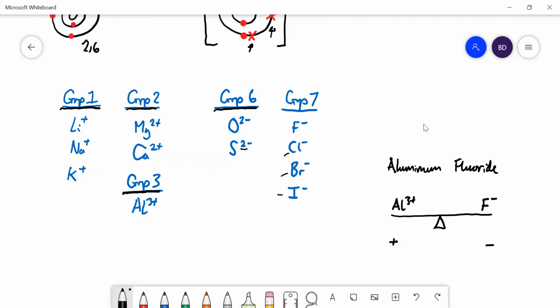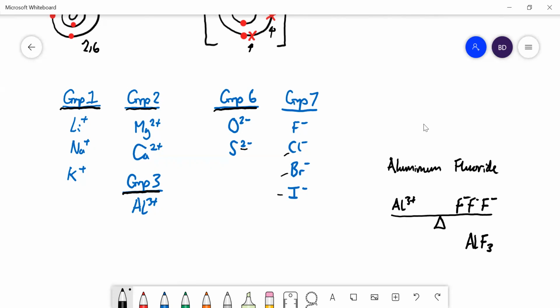Now that's not balanced because we've got 3 pluses on this side and only 1 minus on that side. So the way we balance the seesaw is we need two more fluoride ions there. So the formula is going to be AlF3. Remember, in the formula you don't put any pluses or minuses. So that's the formula of aluminium fluoride.